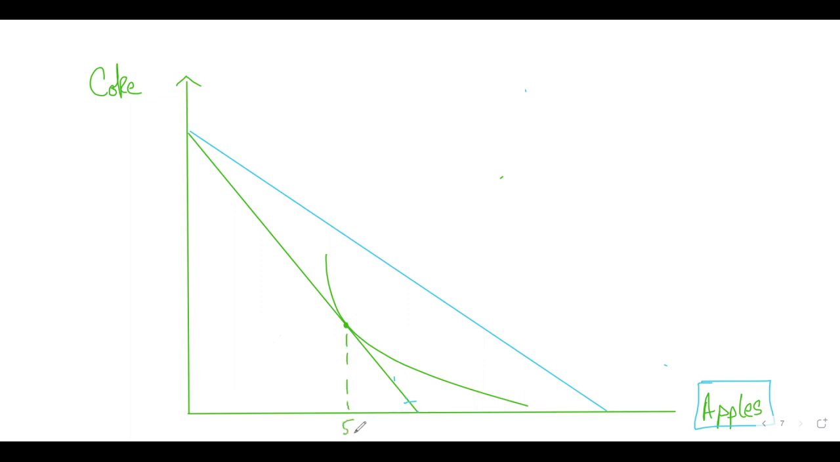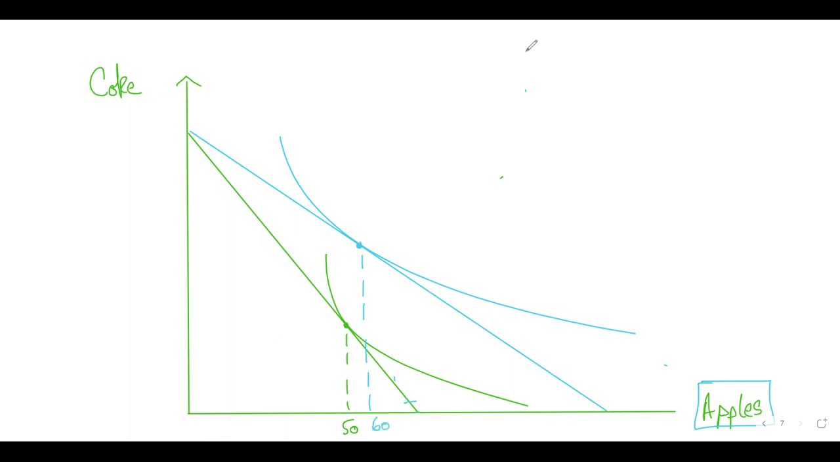Let's say 50 units of apples. Now X, the good on the x-axis, apples in this case, obviously became cheaper. That's why your budget line shifted outwards from the x-axis. As simple as that. Now let's assume the new indifference curve is over here. This is the new quantity of apples that you're consuming, let's say 60 units.